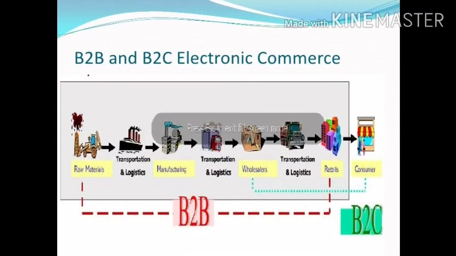In this slide you can see a diagrammatic representation of B2B and B2C e-commerce. The first is raw material, then how this raw material is being utilized in the manufacturing, then the next is wholesaler, retailer, and the ultimate is the consumer. In between you can see transportation and logistics, which helps in the movement of raw material from the source to the manufacturing unit. Again, between the manufacturing unit and the wholesaler, there is transportation and logistics involved, and so on.